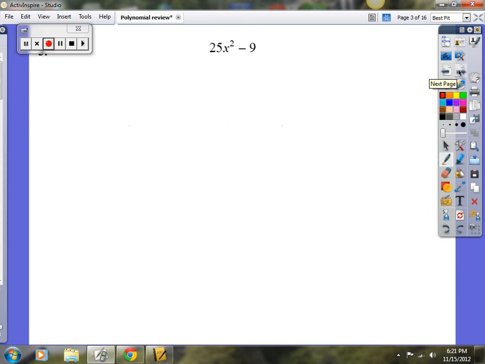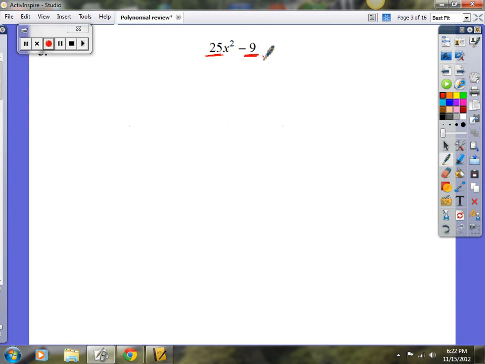Okay, number 3. If you look on your foldable, this is not a trinomial. This guy is a binomial because there are 2 terms. And if you look under the tab of binomials, there are only 2 options. It's either going to be a GCF or it's a difference of squares. So a GCF, if you can divide them both by a common factor, that's the way to go. But 25 and 9 have nothing in common, but they are both perfect squares.